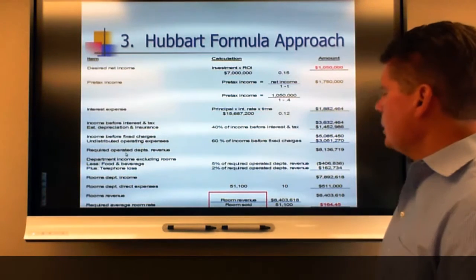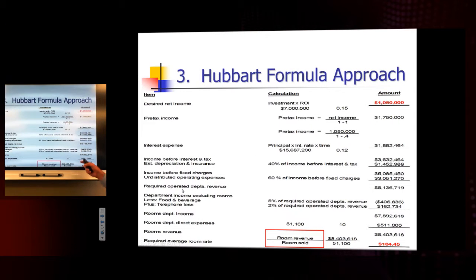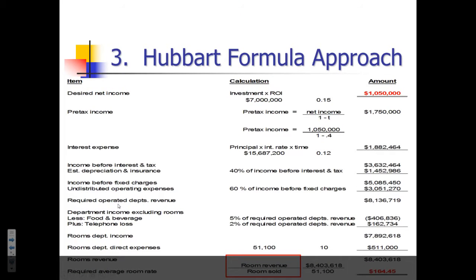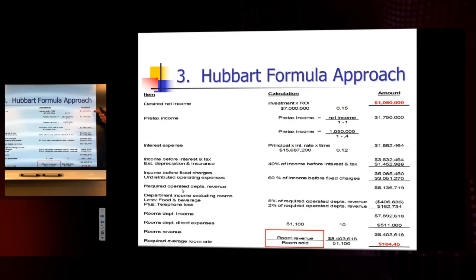This is an example of the Hubbard formula. It's pretty complex, and we're not going to get into it very much. Basically, I just want to show that you determine you want a 15% return on investment, and you do all of these calculations. You come up with a $164 average rate, and that equates to a $1 million return on investment. We don't worry too much about this, but if you were doing this in the real world, you would calculate all of these based on your taxes and your costs to determine what the average rate should be.